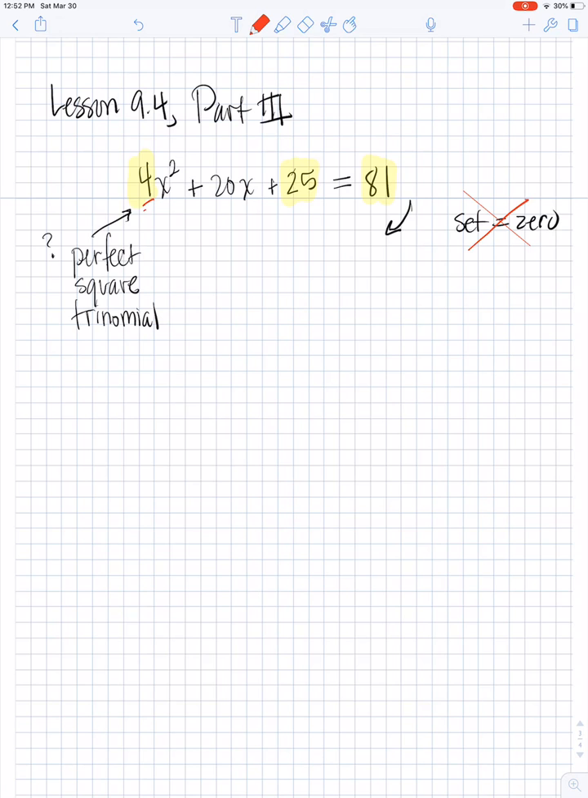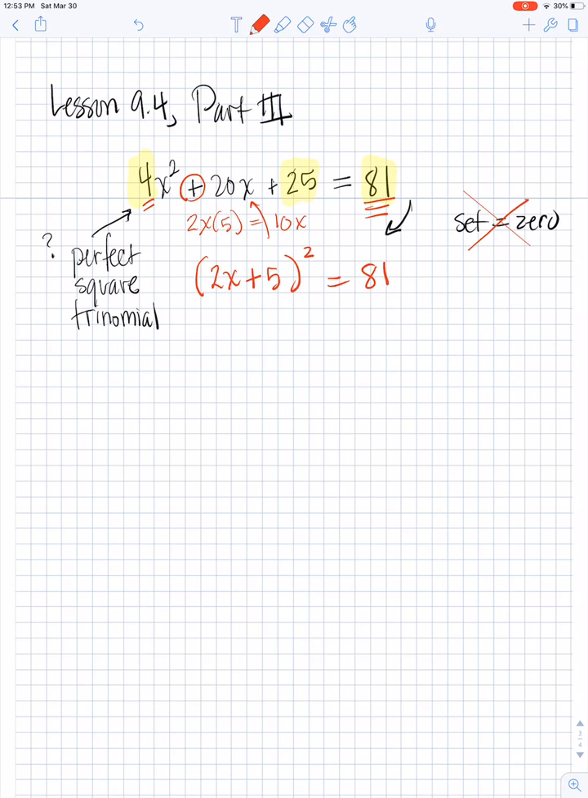So let's think about this. Is this a perfect square trinomial? Well, 4 is a perfect square, and the square root of that is going to give us 2x. And the square root of 25 is 5. If we multiply those together, we get 10x, and if we double it, yes, indeed, this is a perfect square trinomial. So in factored form, this perfect square trinomial ends up being 2x, the square root of the first term, and then we keep this plus sign right here: 2x plus 5 squared equals 81. Notice I did not choose to move the 81 over in this particular example.